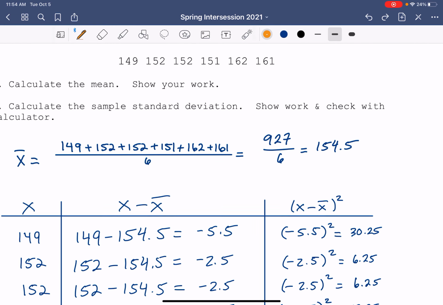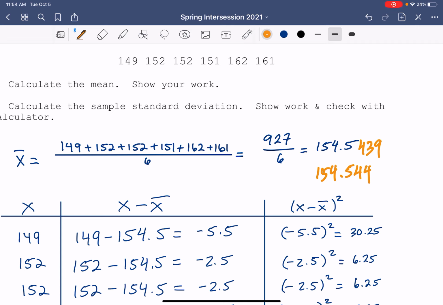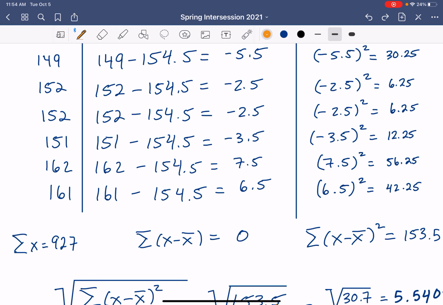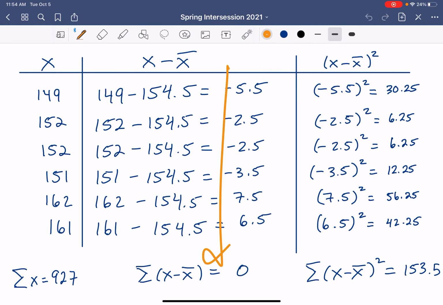Now, let's say you had other numbers here, right? How far should we go? Well, 3 numbers after the decimal place, so 154.544 would be great. Okay, so 3 numbers after the decimal place is great. Why do you want to do that? Because the more values you have, the more accurate it is, the closer you'll get to the value of 0 when you sum this here.